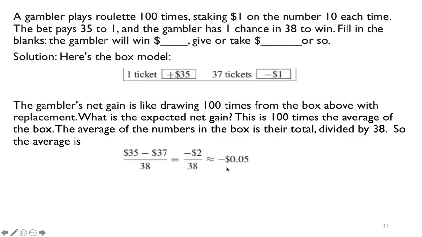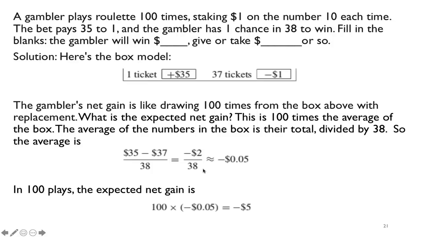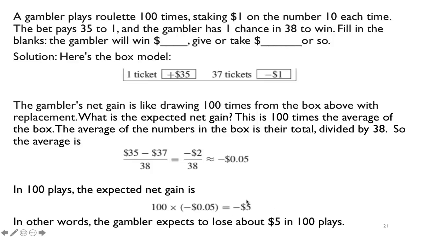We find the average of the box, and then you play 100 times. The expected gain is -$5. So that means the gambler will lose about $5 if they play this game 100 times.